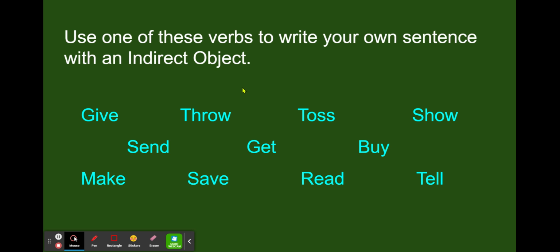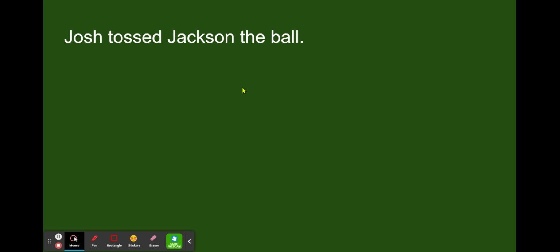So here's some sentences now, finally, that your classmates wrote. Josh tossed Jackson the ball. What did Josh toss? He tossed the ball, direct object. Received the ball, Jackson, so that in that position makes that your indirect object. Tim's grandma sent Tim a letter. What did Tim's grandma send? A letter. There's your direct object. Who received the letter? Tim received the letter. So that makes it your indirect object.